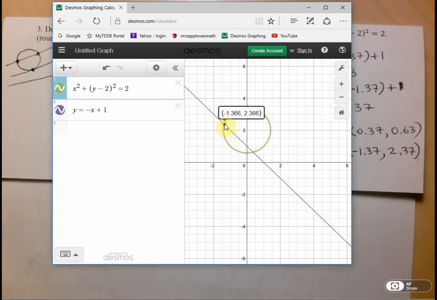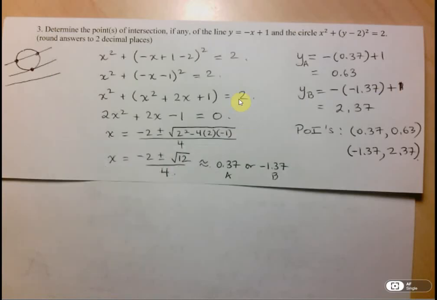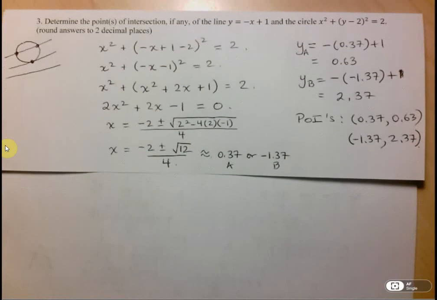Let's see what they are. We've got negative 1.37 and 2.37, which was one of the ones we found. And the other one is 0.37 and 0.63. So these match the answers that we found. Again, we see a very similar scenario. However, in this case it was substitution that was useful to us and not elimination. That's it for this one.